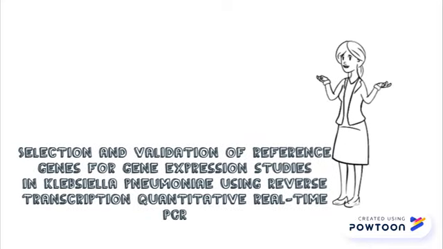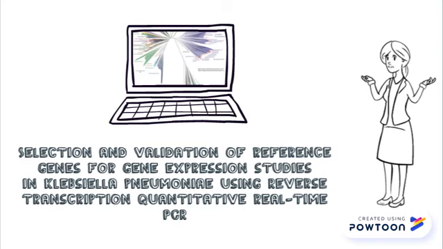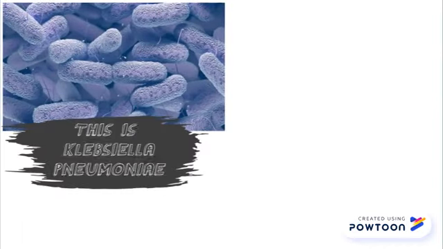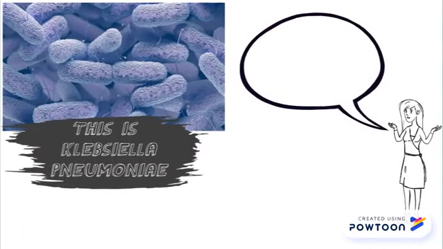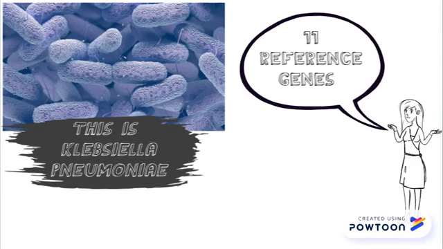Klebsiella pneumoniae is an opportunistic gram-negative bacterium that has become a serious threat worldwide. Unfortunately, there is no consensus for an ideal reference gene for RT-qPCR data normalization in K. pneumoniae. In this study, the expression profile of 11 candidate reference genes was assessed in cells submitted to various experimental conditions.